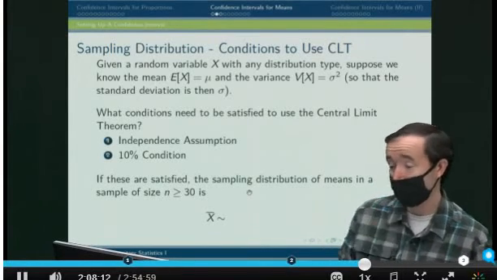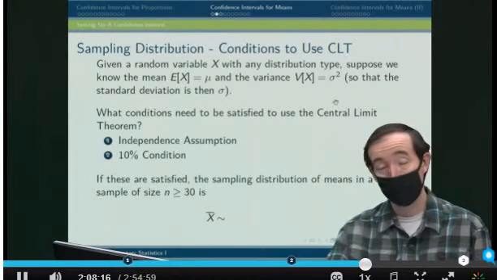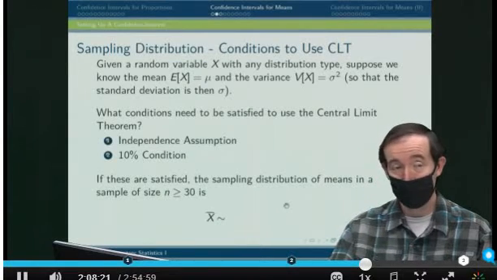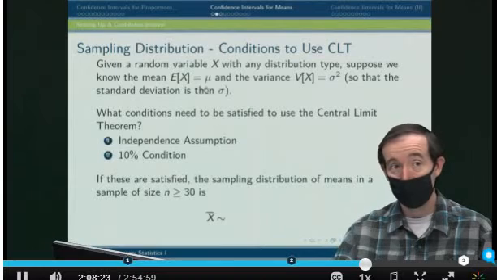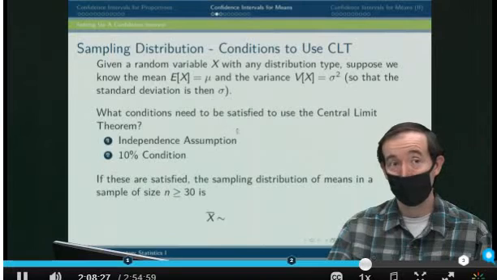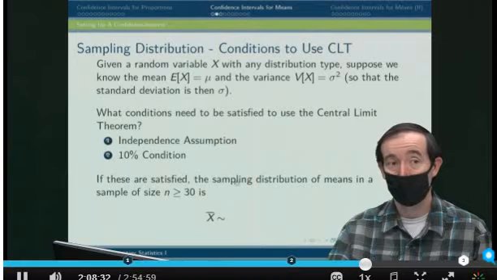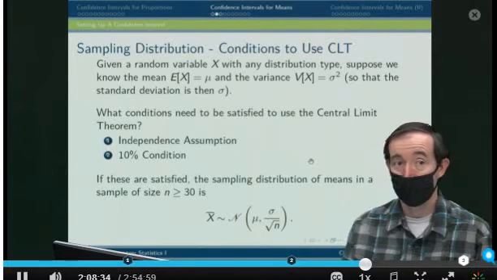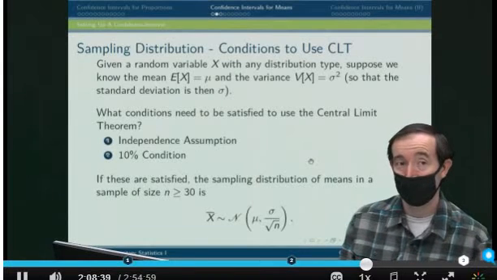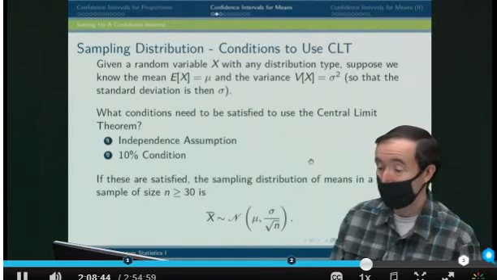If, however, I do have a sample size that works, and I have these conditions satisfied, then I know I can use the central limit theorem, and my sample means will be normally distributed with a mean equivalent to the true population mean, and a standard deviation equivalent to the population standard deviation, scaled down by the square root of the sample size, the square root of n. And so this is the distribution I'm using to construct those confidence intervals. That's what makes it all work.